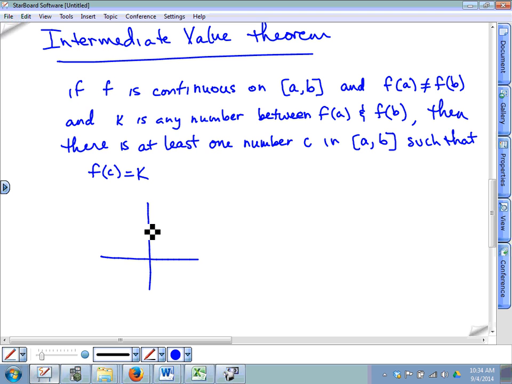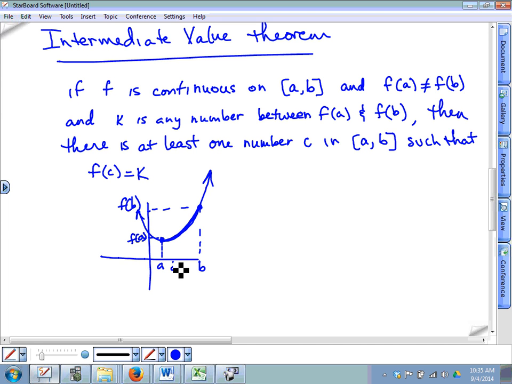Let's make a quick drawing, real quick. So let's say that this is A, let's say that this is B. That point, this is f of A right here. That's f of B. So is the graph continuous from A to B? Including the endpoints?